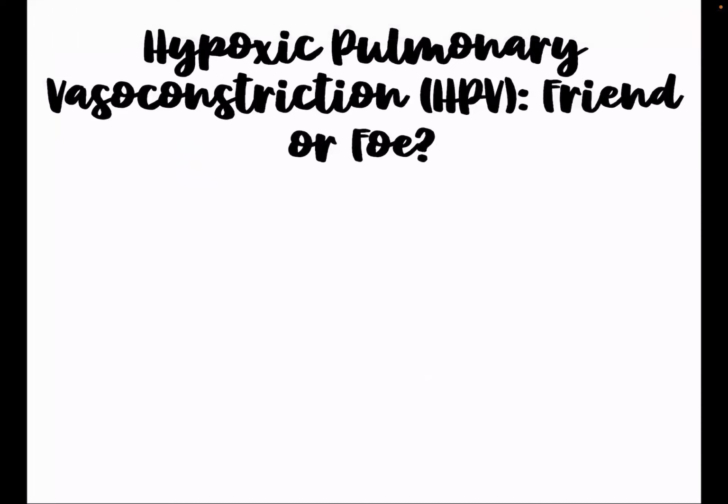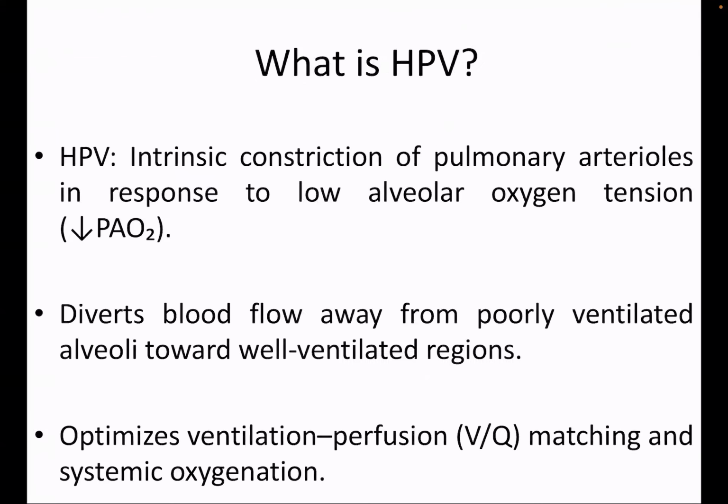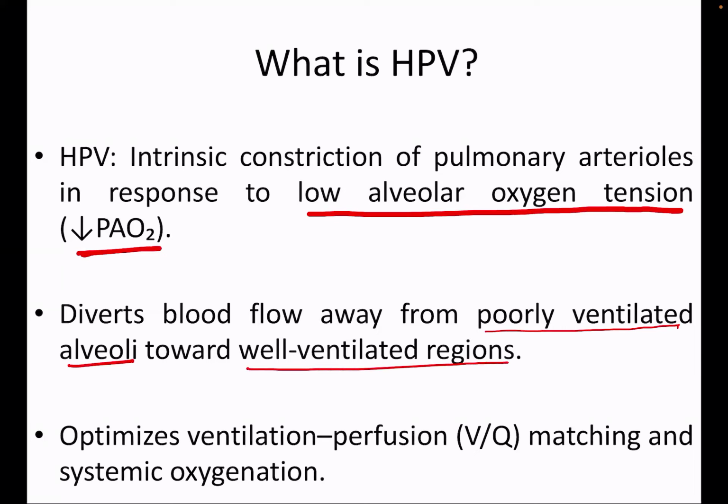So, coming to hypoxic pulmonary vasoconstriction: friend or foe. This is our topic. I'll start with what HPV is. HPV is the intrinsic ability of the pulmonary arterioles to constrict in response to low alveolar oxygen tension. What it does is divert blood flow away from the poorly ventilated alveoli towards the well ventilated regions. Eventually, the effect is that it optimizes ventilation perfusion mismatch, or matches ventilation and perfusion, and also improves systemic oxygenation.